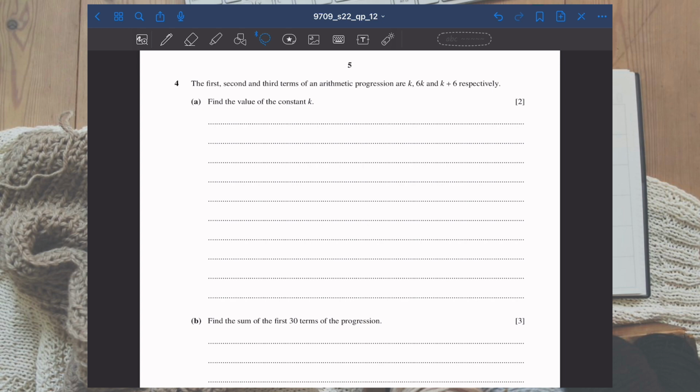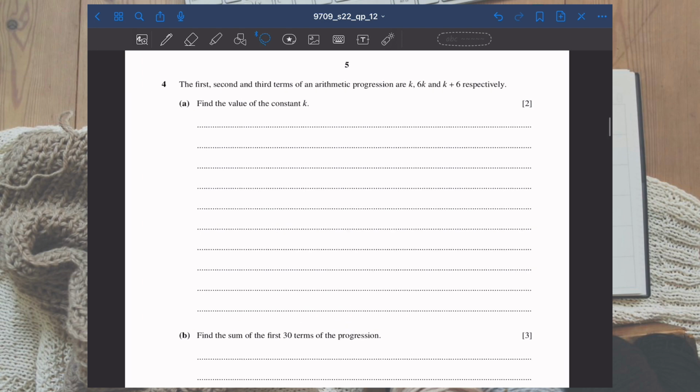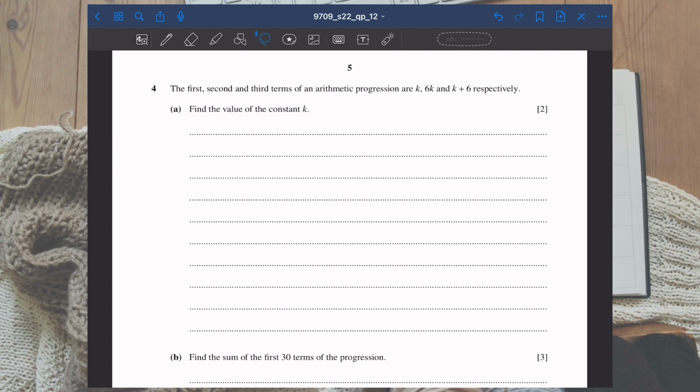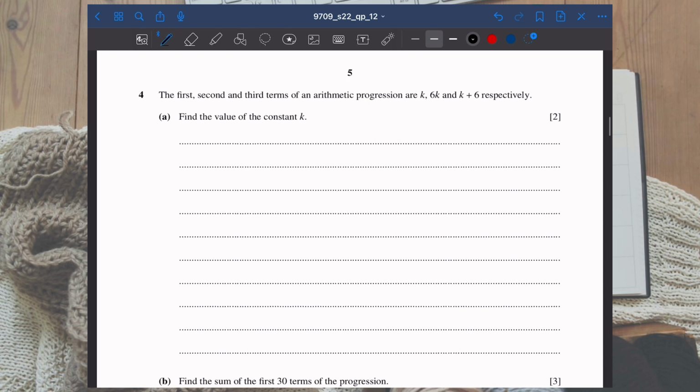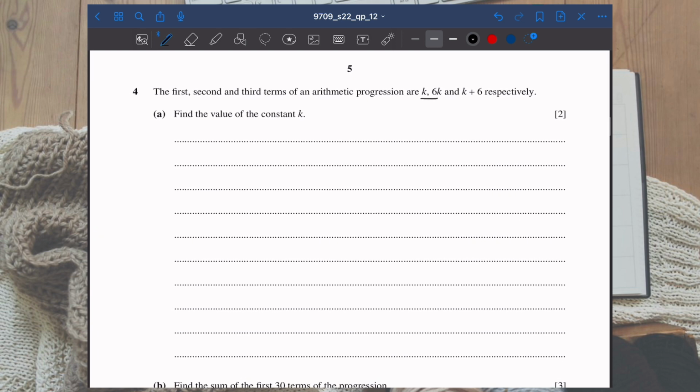Question 4. The first, second, and third terms of an arithmetic progression are k, 6k, and k plus 6 respectively. Part A. Find the value of the constant k. So we can find the value of constant k by this method. So the difference of the arithmetic progression will be the second term minus the first term. The difference will also be the third term minus the second term.